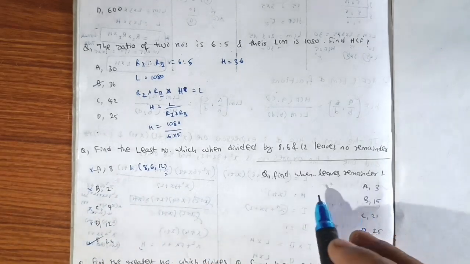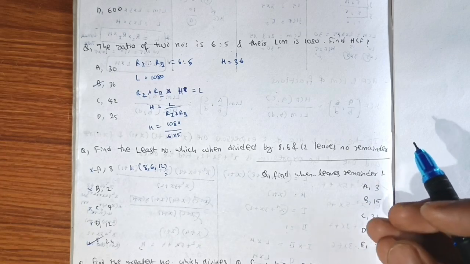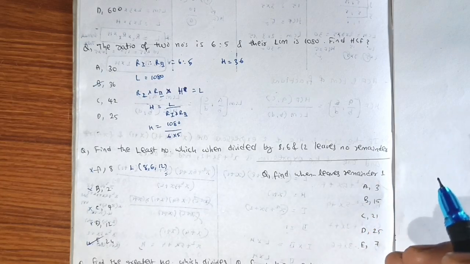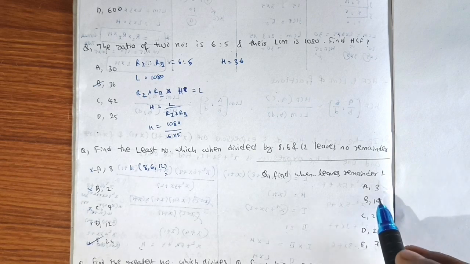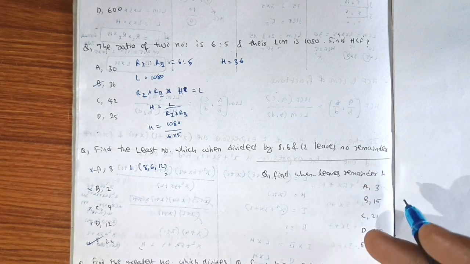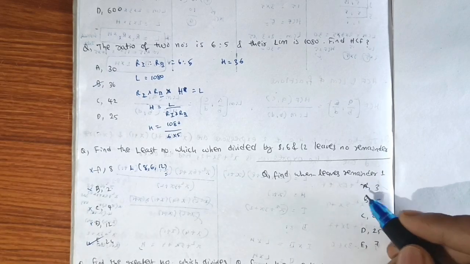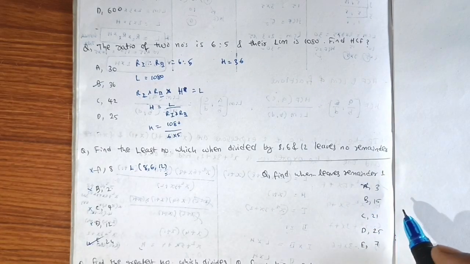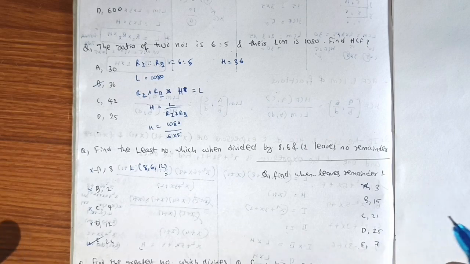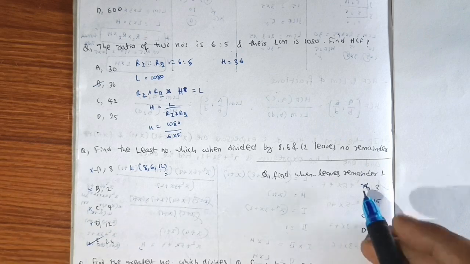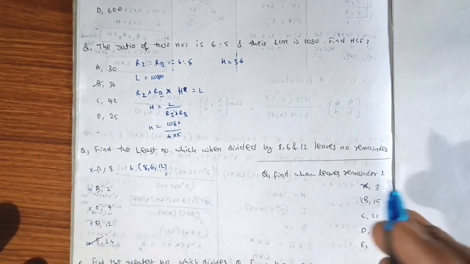In the same way, consider the question where the remainder is 1; we need to find that option by checking with the options. 3 by 8 leaves remainder 3, so option A is not fitting. Now let's check option B: 15 by 8, 8 times 1 is 8, the remainder is 7. So this is also not fitting in the question.